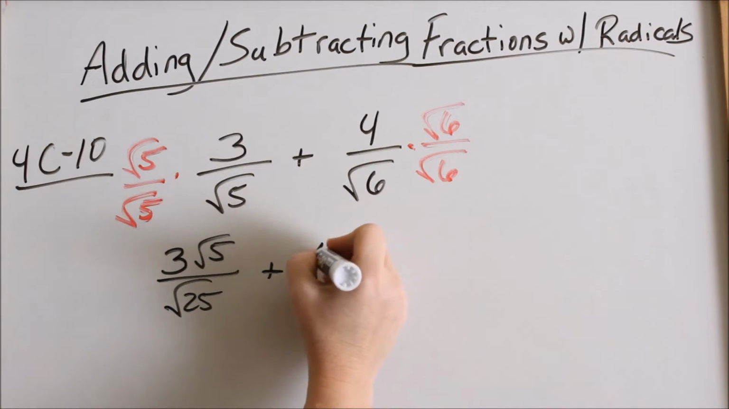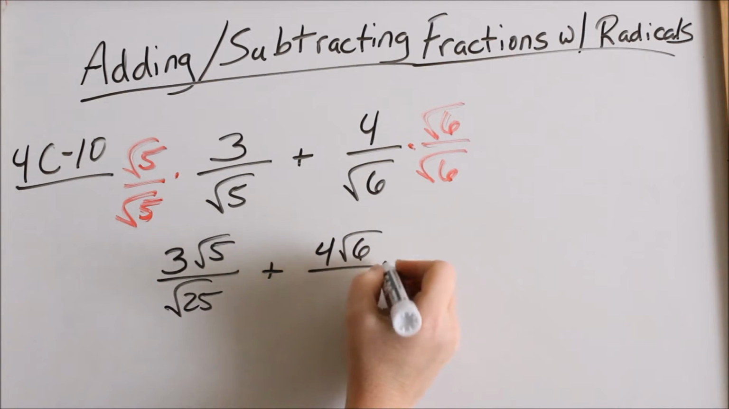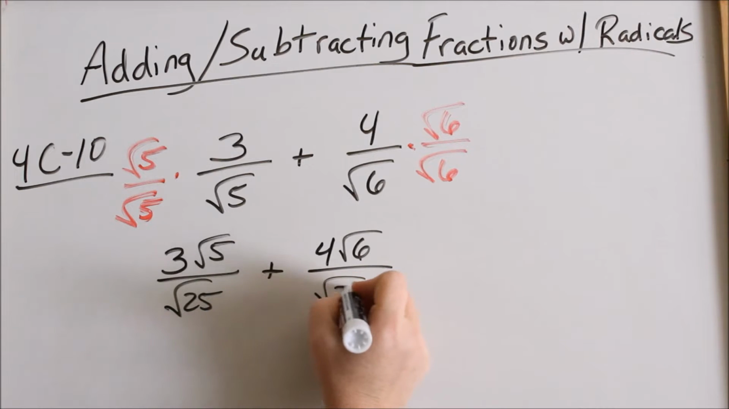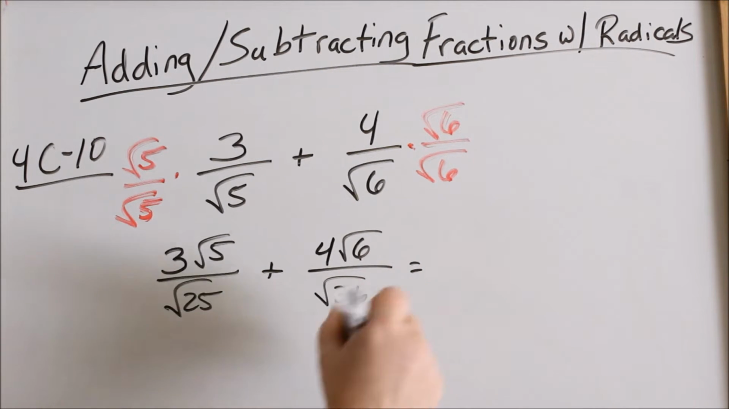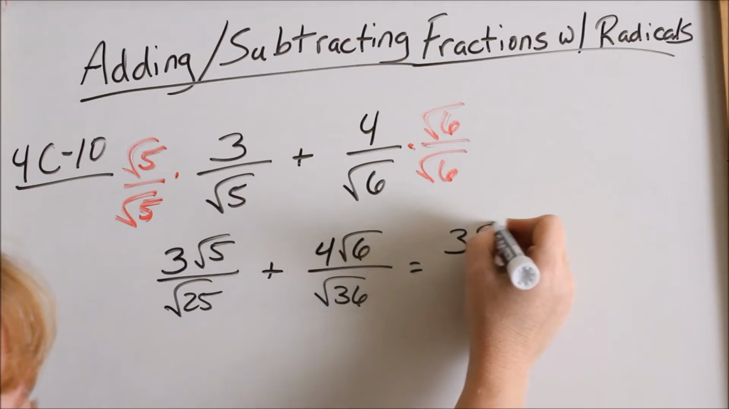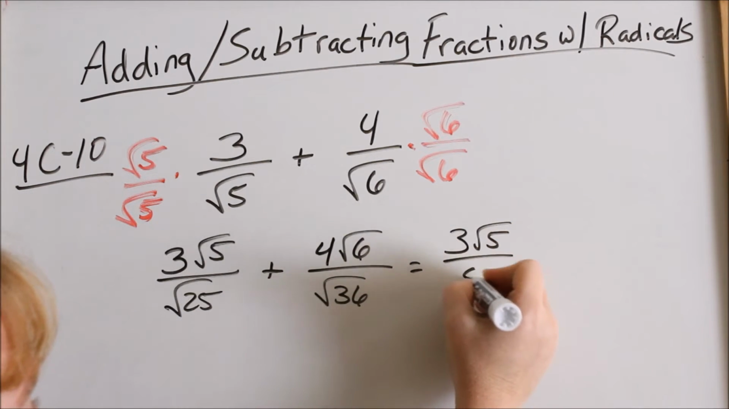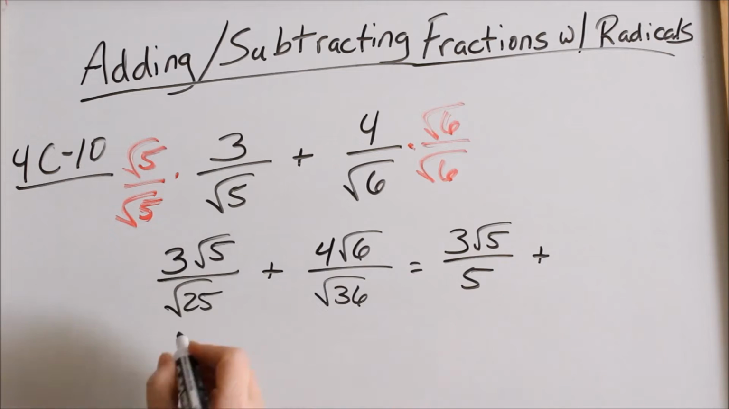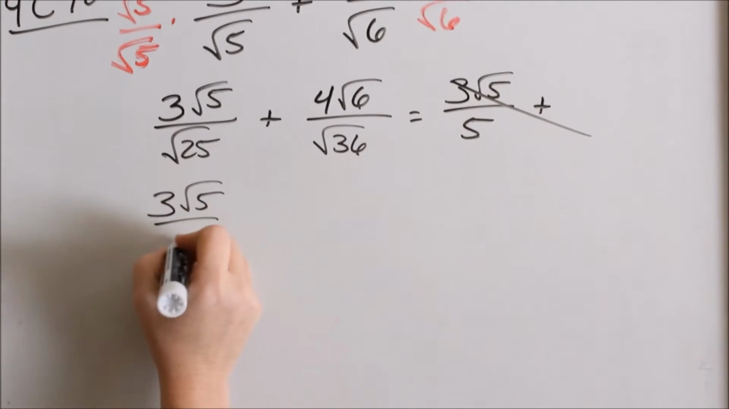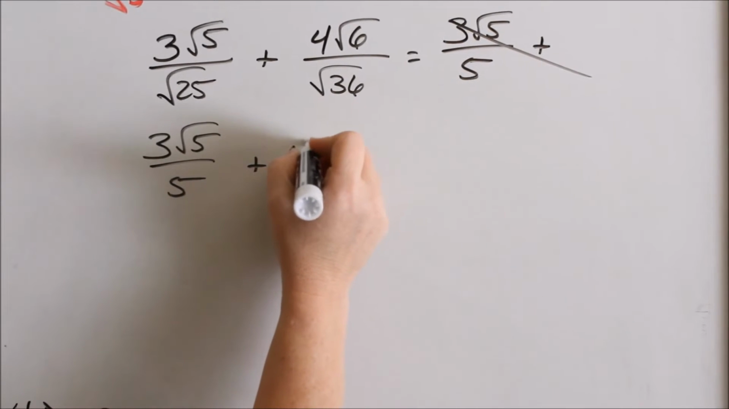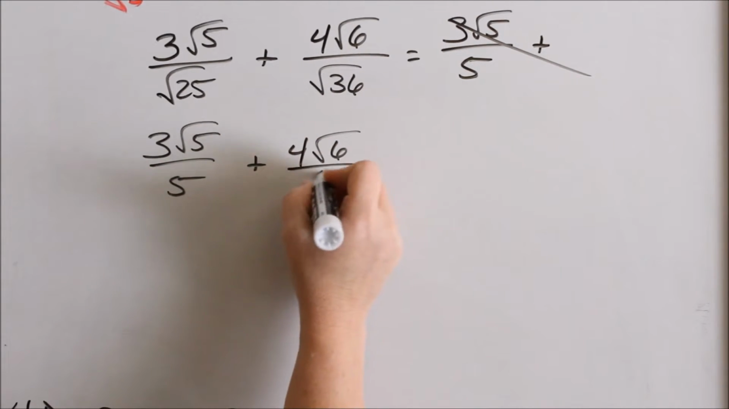Over here I have 4 square root of 6. Square root of 6 times square root of 6 is square root of 36. Okay, now I can simplify these radicals in the denominator. So this will be 3 square root of 5 over 5. Just let me write down here. 3 square root of 5 all over 5 plus 4 square root of 6 all over 6.